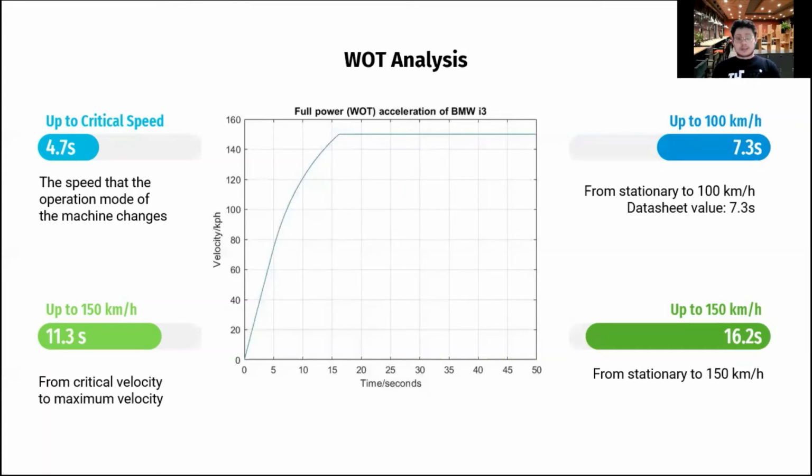Also, the vehicle reached from stationary position to 100 km per hour velocity in 7.3 seconds, which is exactly the same as the datasheet value. This shows that our MATLAB modeling of BMW i3 is very realistic actually. Also, we can see the time to reach maximum velocity both from the critical velocity and the stationary position. The results of them can also be seen on the screen.